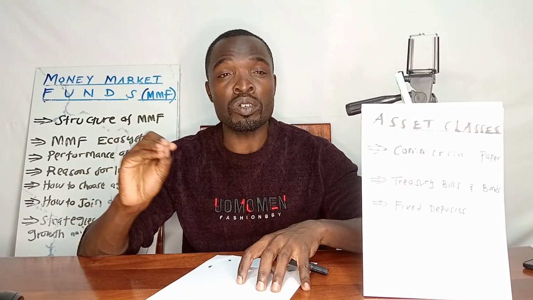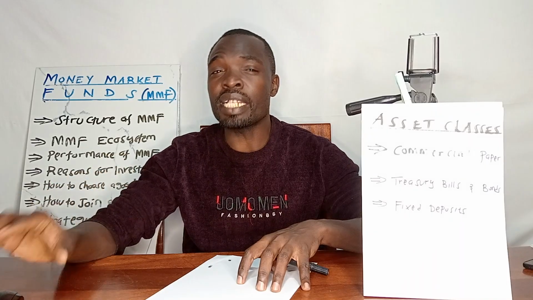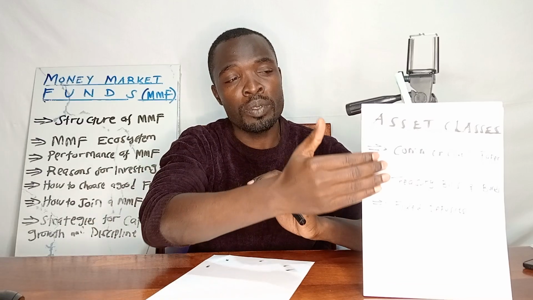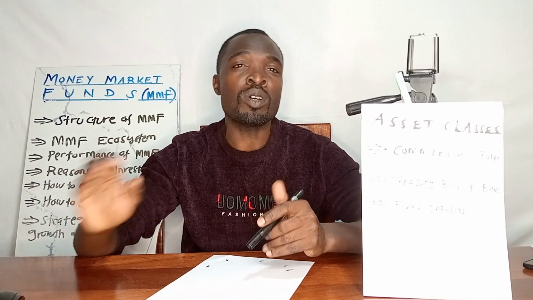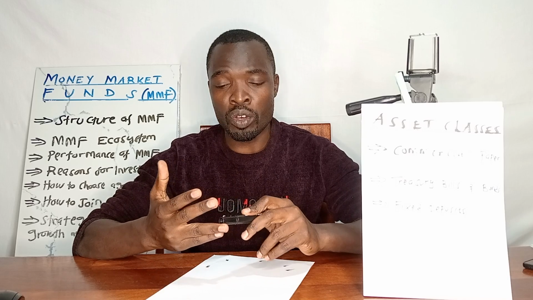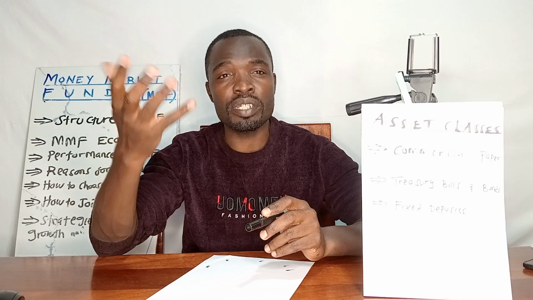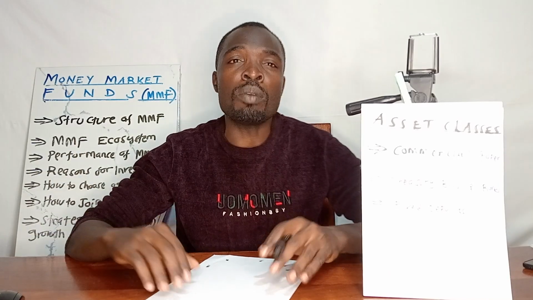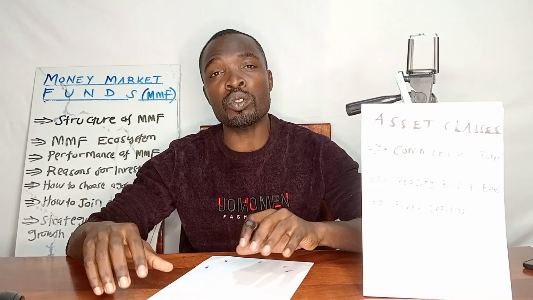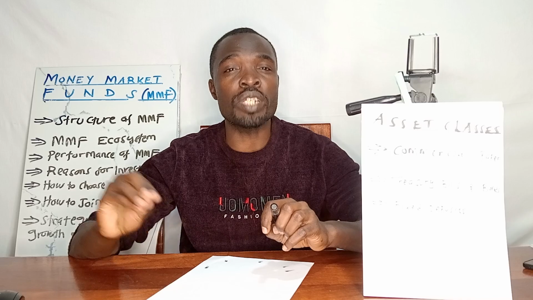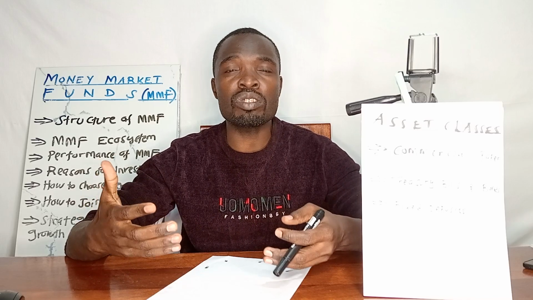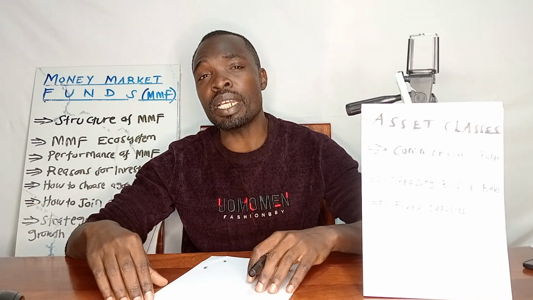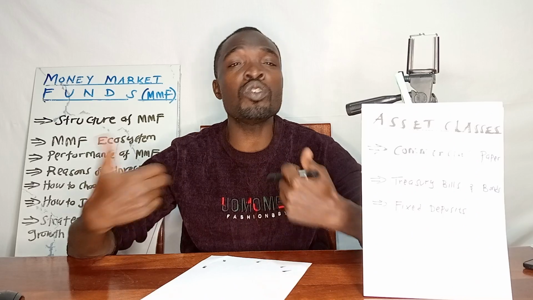These asset classes are commonly referred to as money market instruments. And we normally have three, and from our display here, you can see them. We have commercial paper, treasury bills and bonds, and also fixed deposits. Two of these you might be aware of, but let me explain. Commercial papers are normally issued by corporations to finance their short-term cash flow needs. For example, Kenya Airways, Bamburi, a number of banks or KEBS, whenever they want money to run their program, they issue commercial papers.